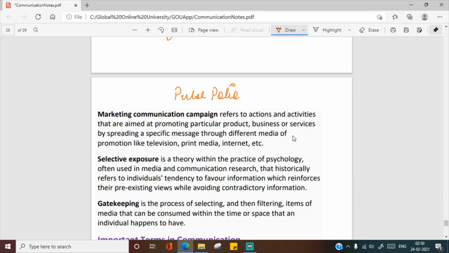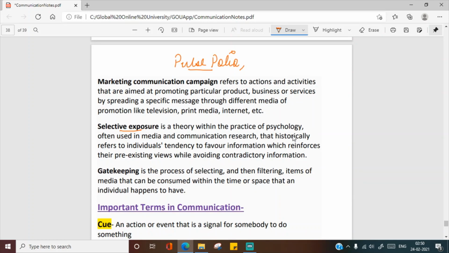So it could be a product, it could be like of LIC insurance or HDFC Bank, or this could be Pulse Polio, where Amitabh Bachchan is talking about taking 2 drops for kids so that they don't get the polio disease. So these are different campaigns that are being conducted by mass media. Now, what is selective exposure? Selective exposure refers to individual tendency to favor information which reinforces their pre-existing views.